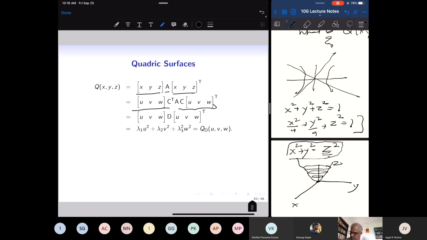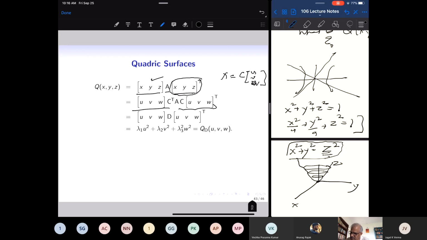This is the transpose of this column vector. I got confused. This is a column vector and this is the transpose. And we are writing x equal to c times uvw. This is the new coordinate system, uvw.